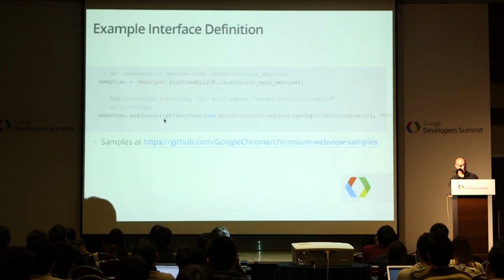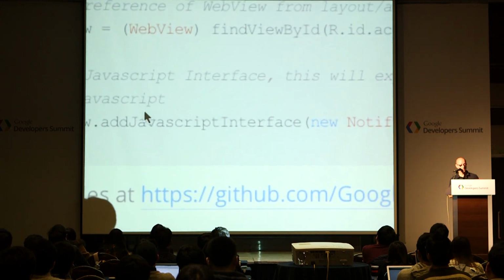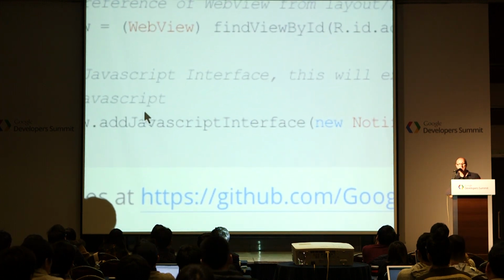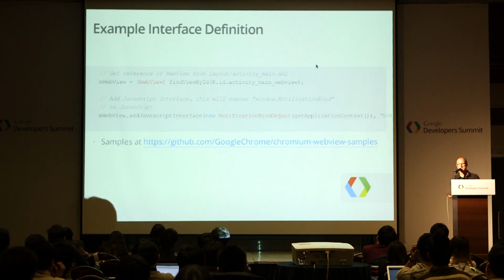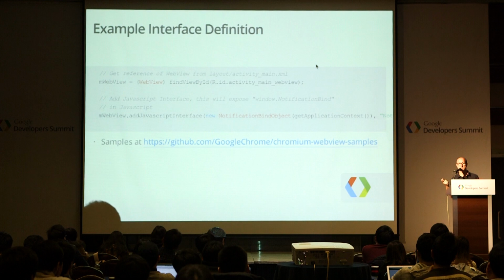This method, addJavascriptInterface, basically takes two arguments. One is an object that defines the methods inside it, and the second is a string, which has been cut off on my slide, but it's the string which names the interface. So that's what you will see in the JavaScript side.